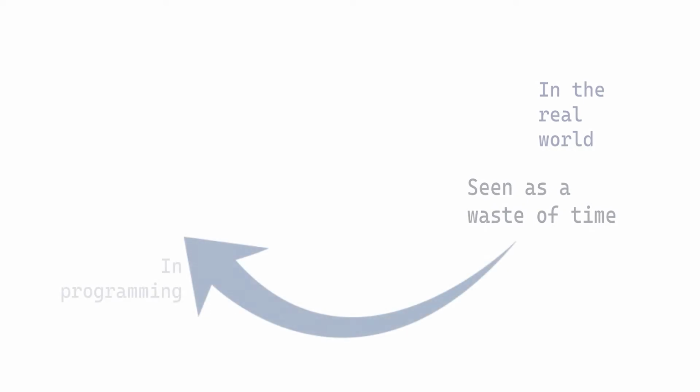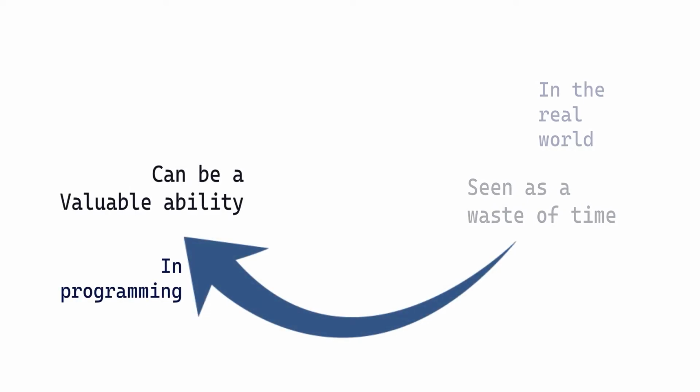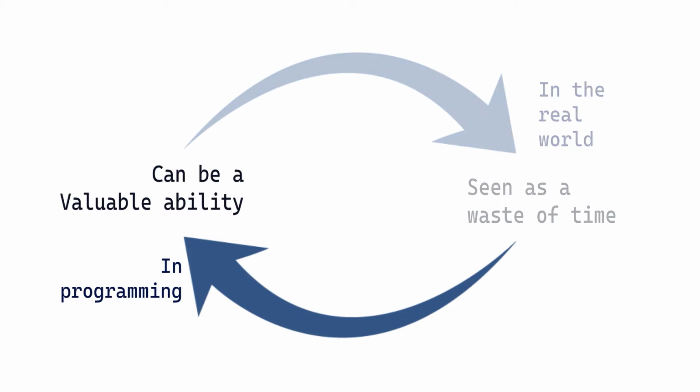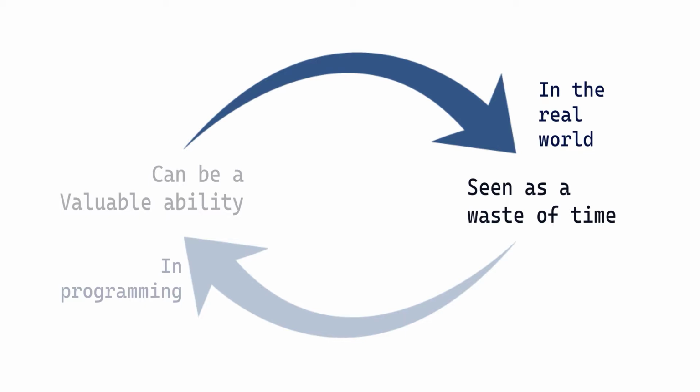Oh, you're here! You must like going in circles then. In the real world, going in circles is considered a waste of time, but in programming, it is a valuable ability. In the world of Python, there are two types of loops: for and while loops.